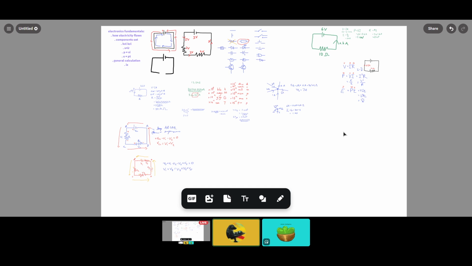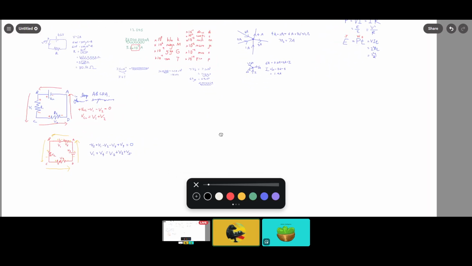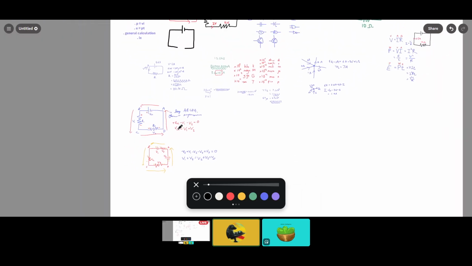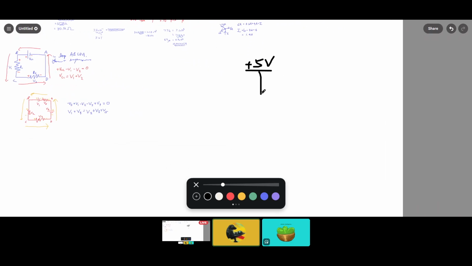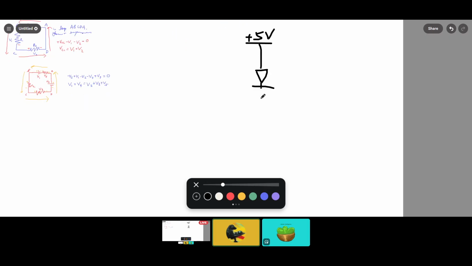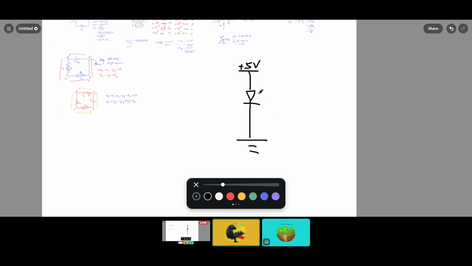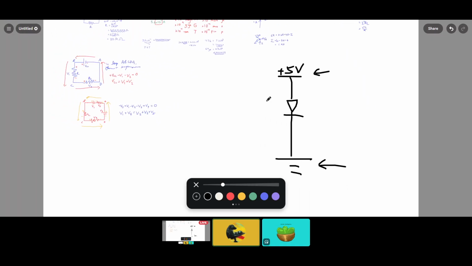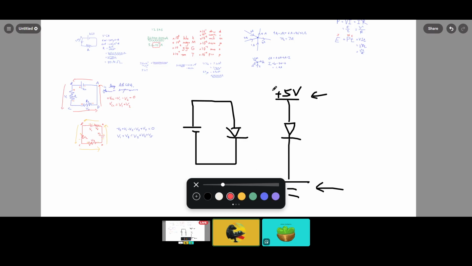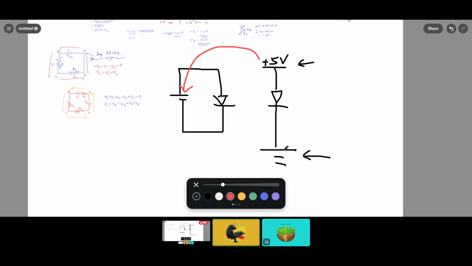A few closing notes. I forgot to mention a few things. In my other videos, instead of drawing circuits like this, I'll draw them like this: plus 5 volts, then an LED or a diode or whatever, and then this thing. This is power, this is ground, and you can imagine it like this. There's a diode, and it's connected like this, and there's a battery. So this 5 volts corresponds to this, and the ground is completing the circuit back up.